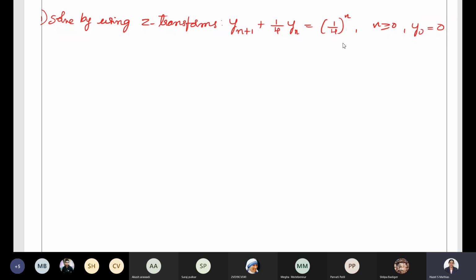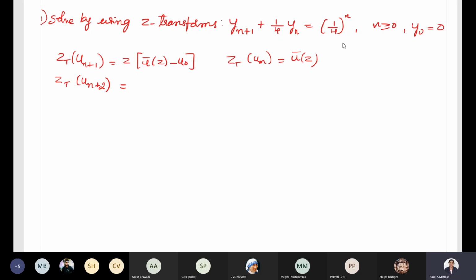First, we need to know what is the Z transform of y(n+1). We have learnt in general that the Z transform of u(n+1) is z times u bar of z minus u(0), and the Z transform of u(n) is u bar of z. Also the Z transform of u(n+2) is z squared times u bar of z minus u(0) minus u(1) times z to the power minus 1. These things we need to remember in order to solve difference equations.